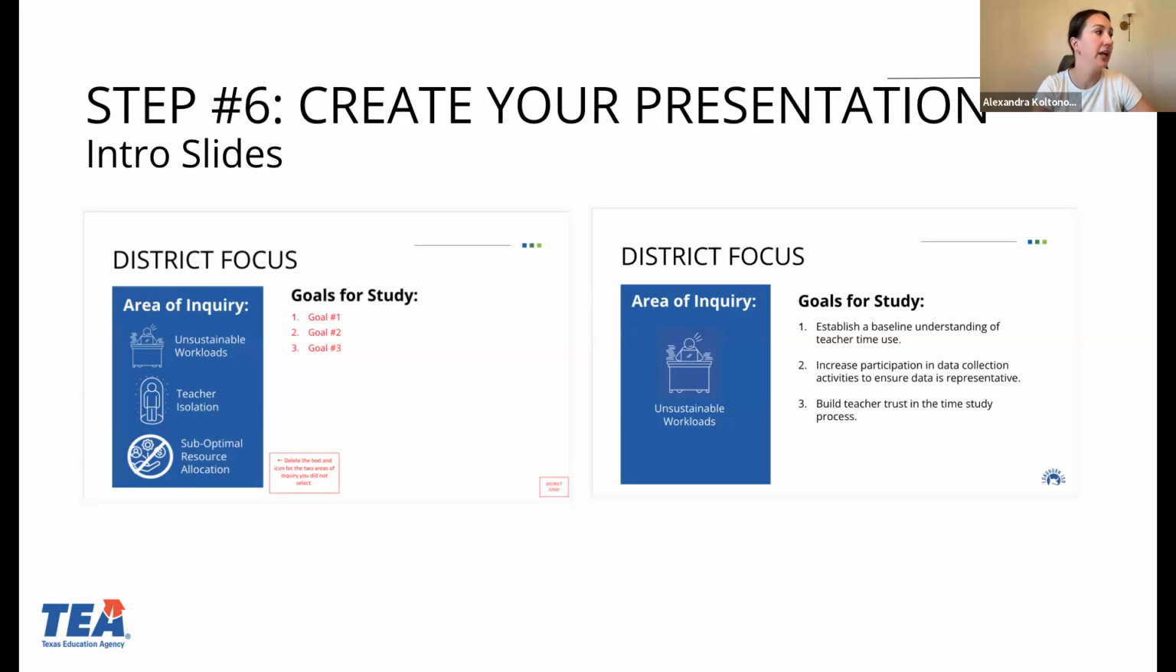The next page is where you'll be discussing your district focus. So you'll identify your area of inquiry, which again, both of you did unsustainable workloads. For this, you'll just delete teacher isolation and suboptimal resource allocation and just keep unsustainable workloads. And then you'll also include your goals for the study. For this, you'll connect with your district quality improvement team, because this was discussed at that kickoff, and then they took notes on this at their coaching call.